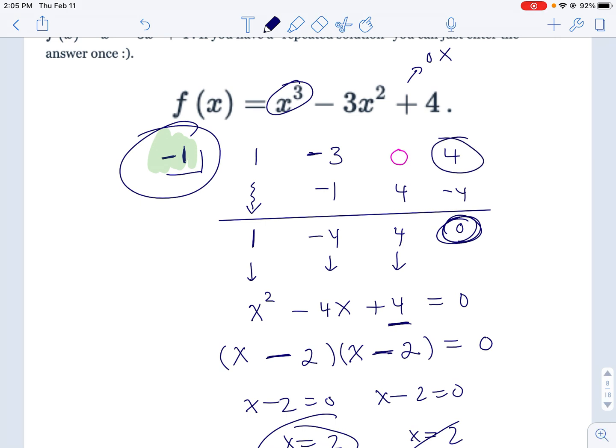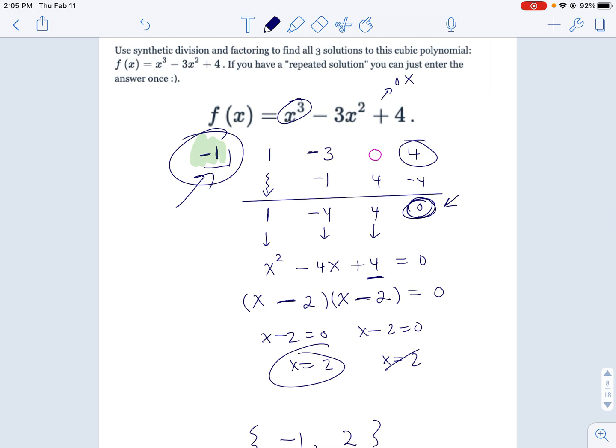By the way, when I just picked negative 1, you look at that last number and pick something that divides into it. And the key is you got to get a 0 there. If you don't, you got to try another number over here. So there's a little bit of guess and check involved. All right.